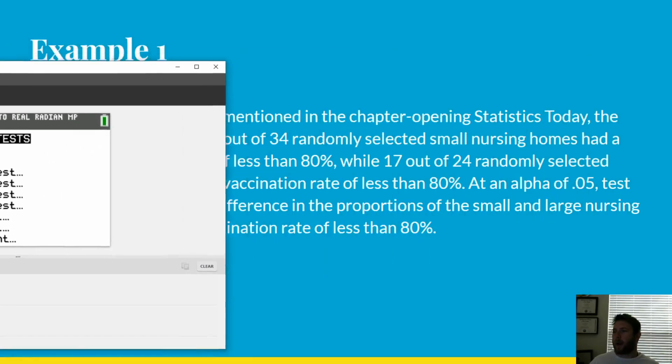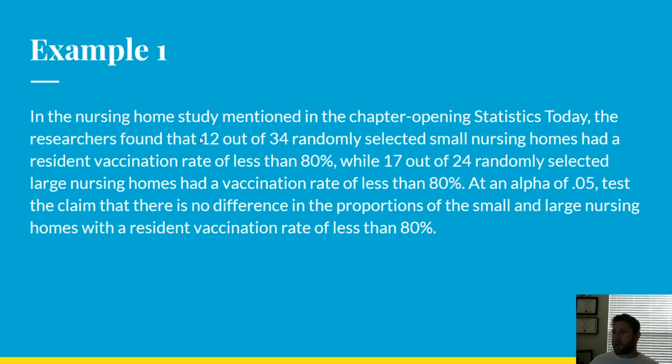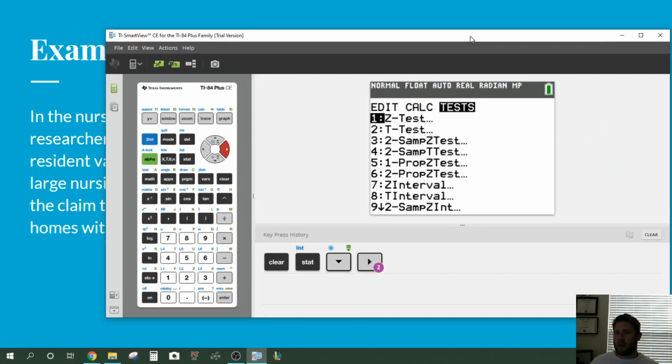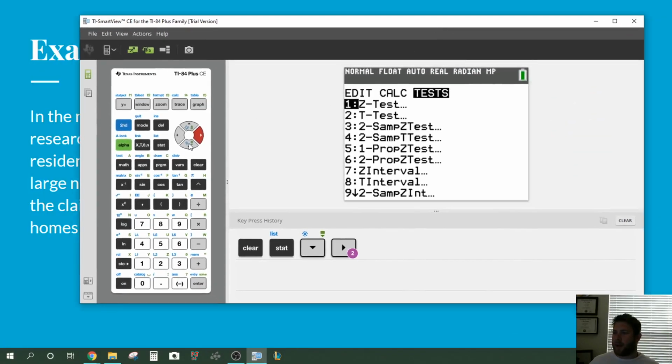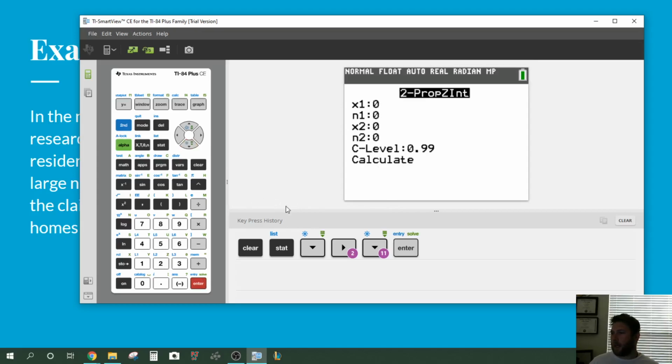And now what kind is it? Well, it's a proportion because we're saying 12 out of 34, and 17 out of 24. That's my clue for being a proportion. This 80% actually has nothing to do with whether we're doing a percentage or not. Okay, so I scroll down and look for a proportion to proportion interval. There it is, letter B for me.